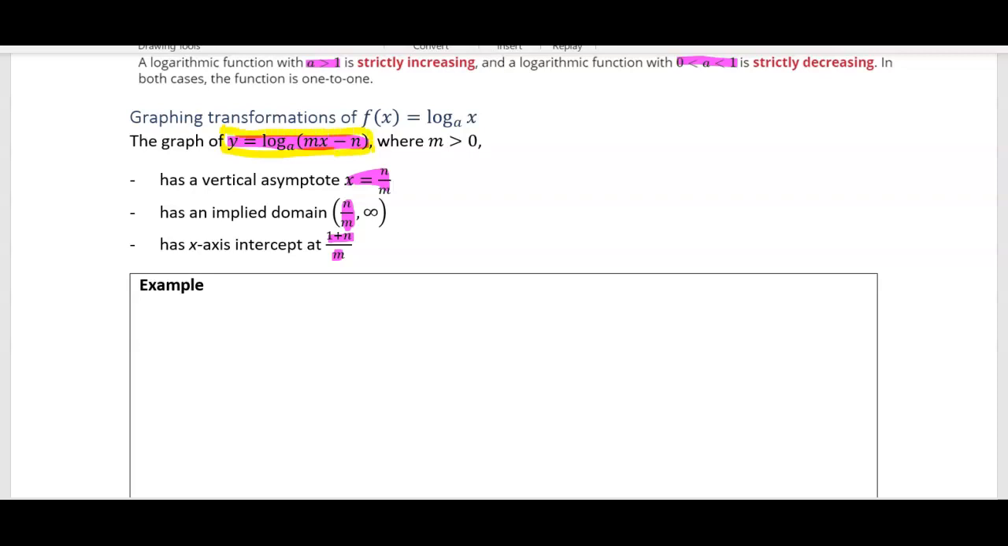Now, your transformations, you do read them slightly differently. I'm going to write over here the transformations, and the letters I'm going to use aren't consistent with what we've done before, because usually we use a as a dilation factor, but in this case a is your base. So I'm going to use the letter c to represent a dilation factor. And we've got log base a.